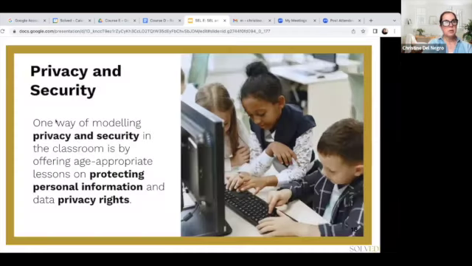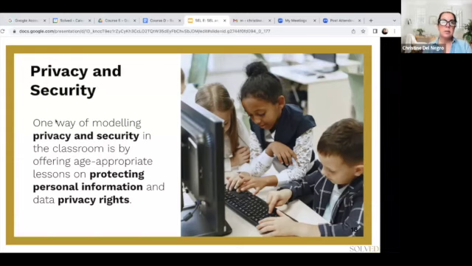Okay, privacy and security. One way that you can model privacy and security in the classroom is by offering age-appropriate lessons on protecting personal information and data privacy rights. Vicki Davis wrote a book called Reinventing Writing, and in that book, she outlines the fundamentals of responsible digital citizenship through 9 key Ps. And putting these practices into daily use in your classroom is a great way to model digital citizenship for your students.